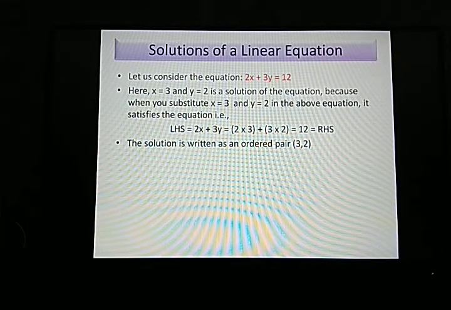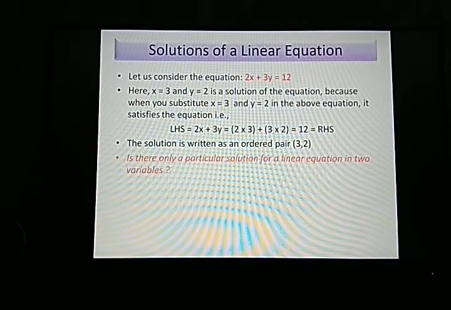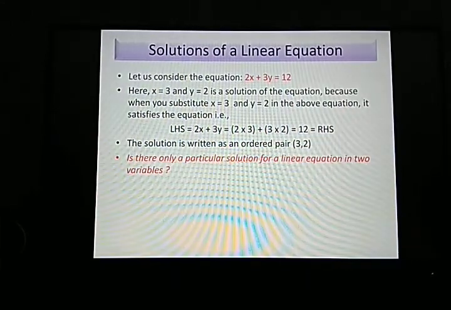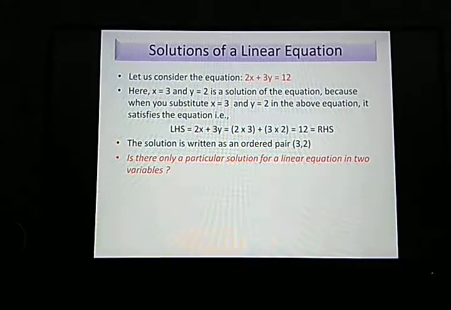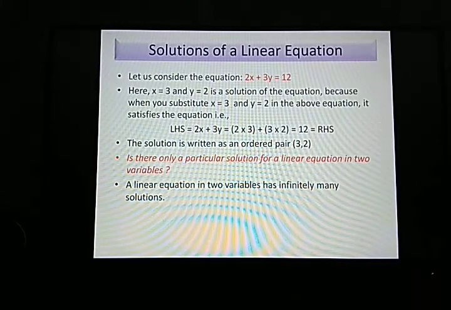Now there is a question that might arise in your mind. Is there only a particular solution for a linear equation in two variables? Let us see what the answer is. The answer is no. A linear equation in two variables has infinitely many solutions. This is only one of the solutions. There are infinitely many solutions. So how to find them?